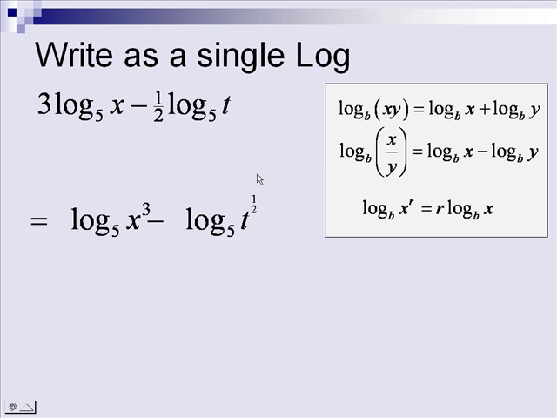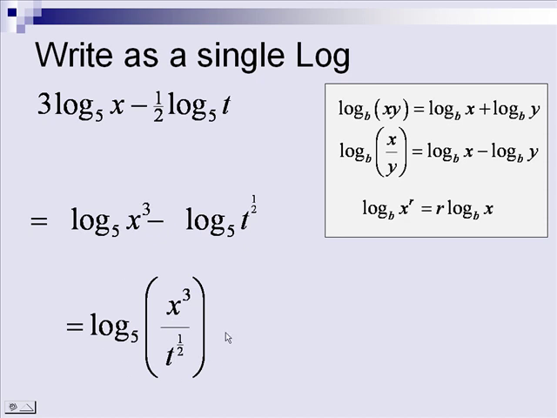Now I can use the division property. So if I only have 2 logs here, I can go ahead and rewrite that as a division. So that subtraction becomes a division inside the logs, and we'll get log base 5 of x cubed, the positive part of the log, over the log base 5 of t to the 1/2. So that t to the 1/2 goes underneath since it had a negative out front. So now we get log base 5 of x cubed over t to the 1/2.